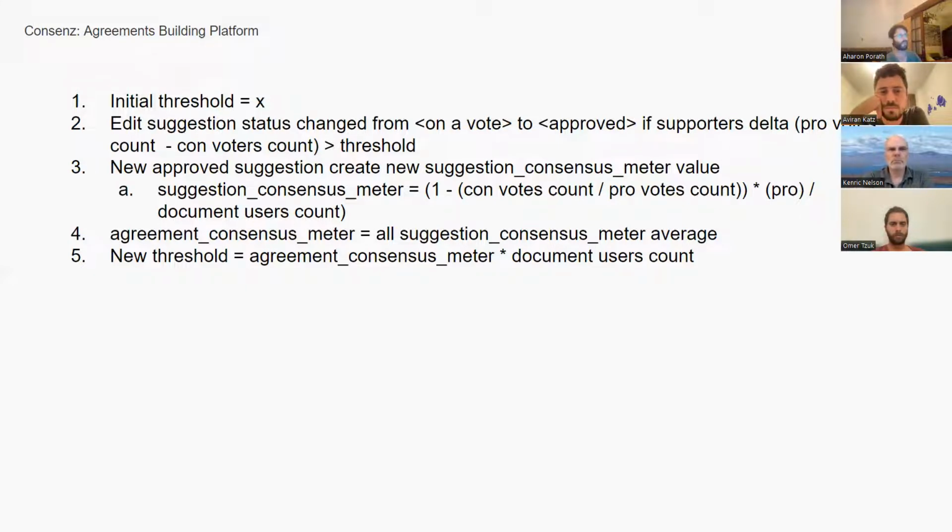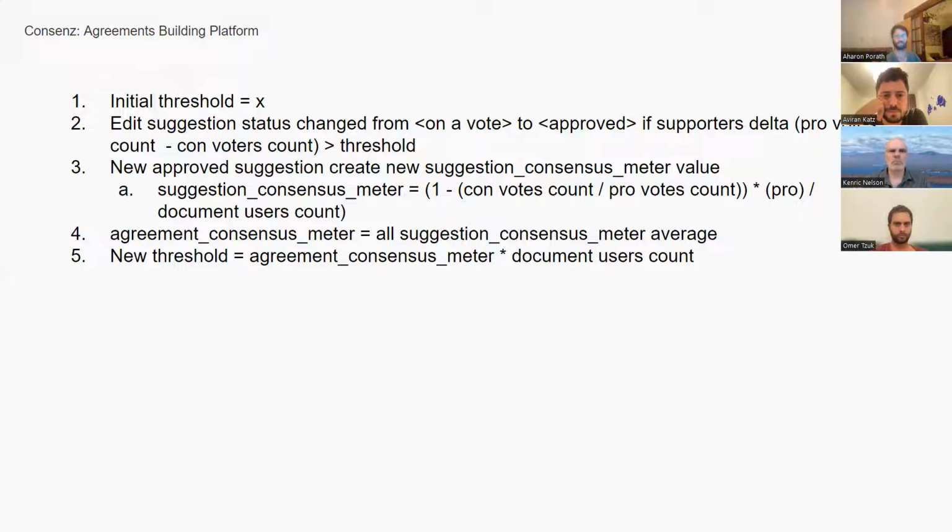And the document consensus meter is an average of all the approved suggestions' consensus meters, and this formula gives us a number between 0 and 1. So we multiply this value with the number of participants in the document at the time of the last change in the document, and this determines the threshold for all new and existing proposal suggestions that are still on a vote. And by that, the threshold is always dynamic.